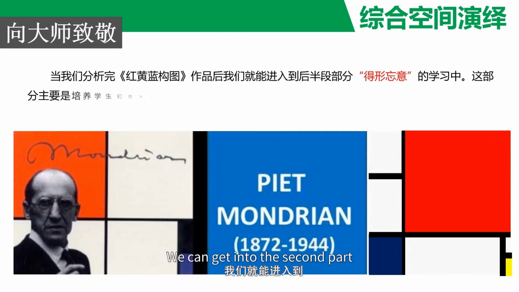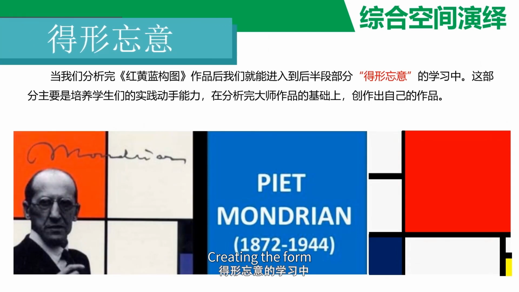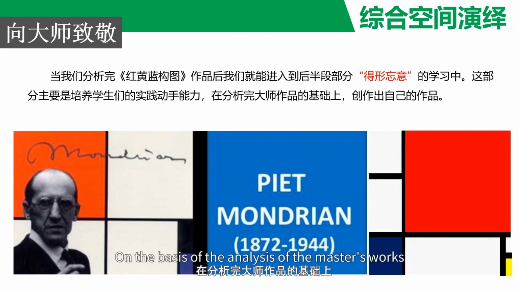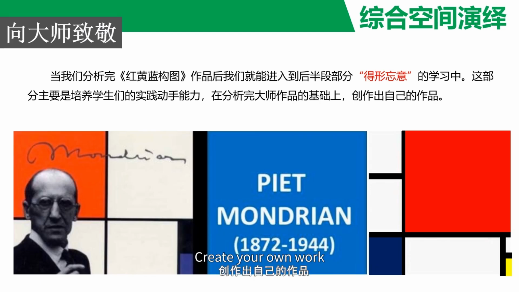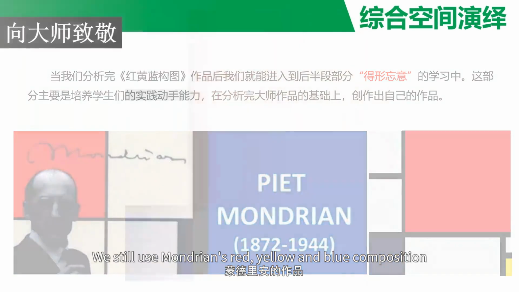we can get into the second part, creating the form. This part is mainly to cultivate students' practical abilities. On the basis of the analysis of the master's works, create your own work. We still use Mondrian's red, yellow, and blue composition as an example.